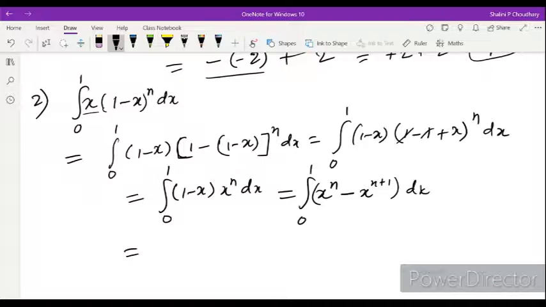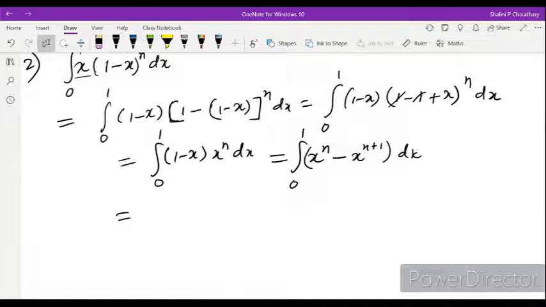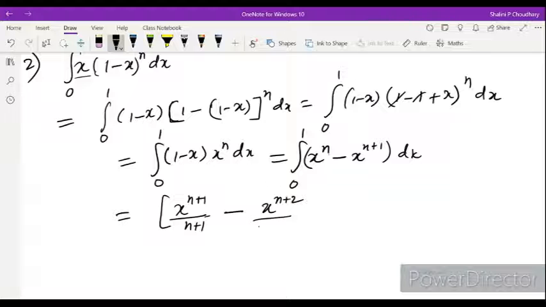Okay. So now when we'll integrate x to the power n with respect to x, what value we'll get? We'll get x to the power n plus 1 divided by n plus 1. Okay, minus, integrating x to the power n plus 1, what we'll get? The power will increase, so n plus 2 divided by n plus 2. Okay, and interval is 0 to 1. So what value we'll get?